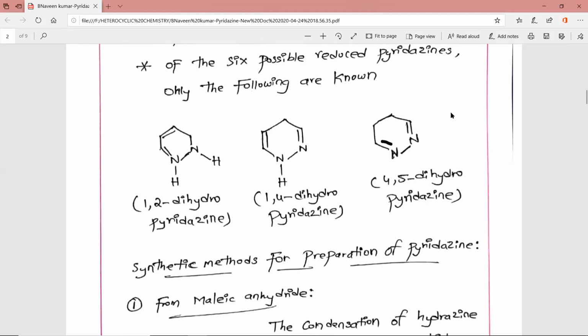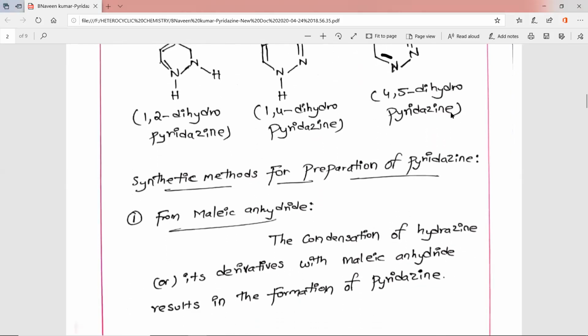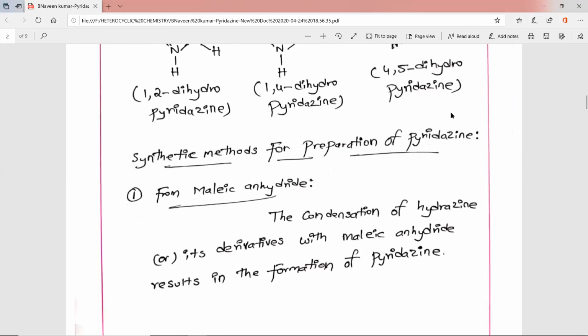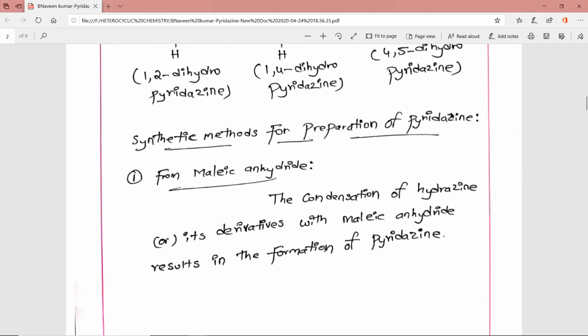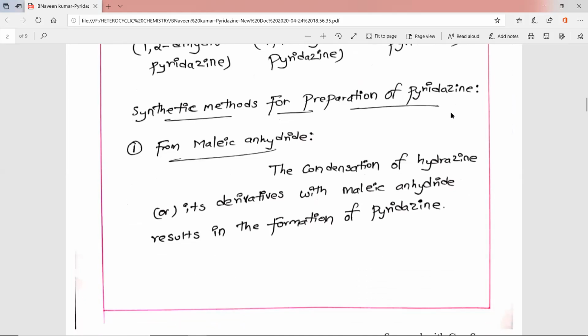So coming to the methods of synthesis, there are three important methods of synthesis, and the fourth one is the synthesis of benzo-fused pyridazine. We will see the first three methods. First method is from maleic anhydride, which itself is formed from a furan derivative.